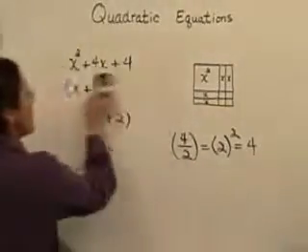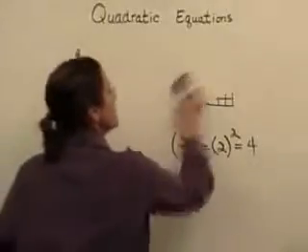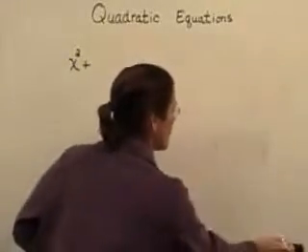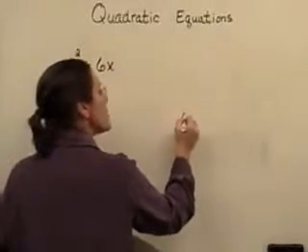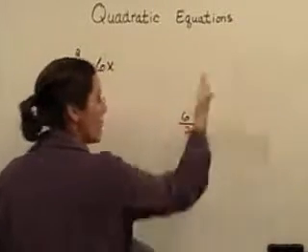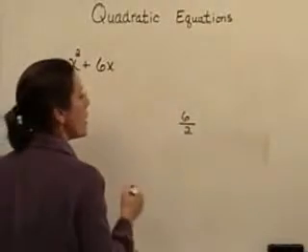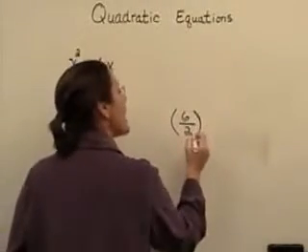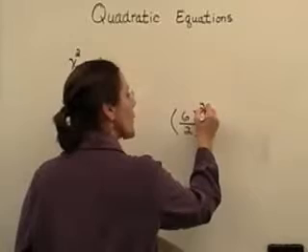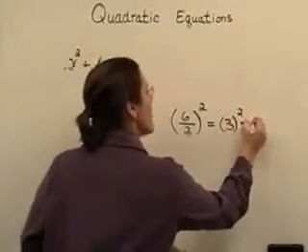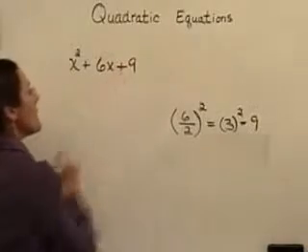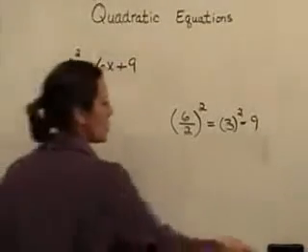A minute ago, when we had a 6 here, and I'm not going to draw the whole picture, but when we had a 6x here, we basically took the 6, cut it in half, put 3 over here and 3 down below, and then once we got that value of 3, we squared it, and here 3 squared was equal to 9, and that was the value that we added to get a perfect square trinomial.